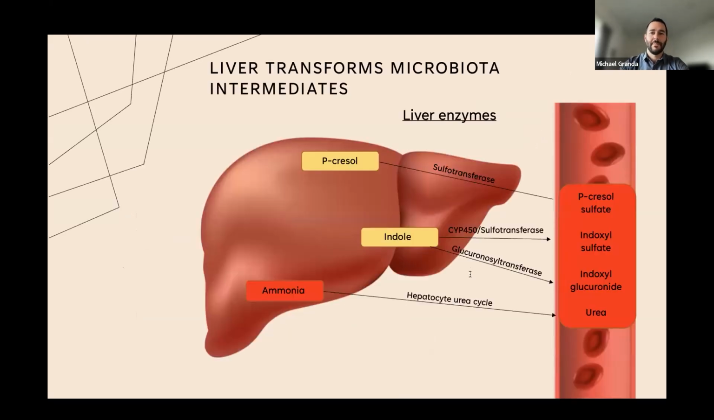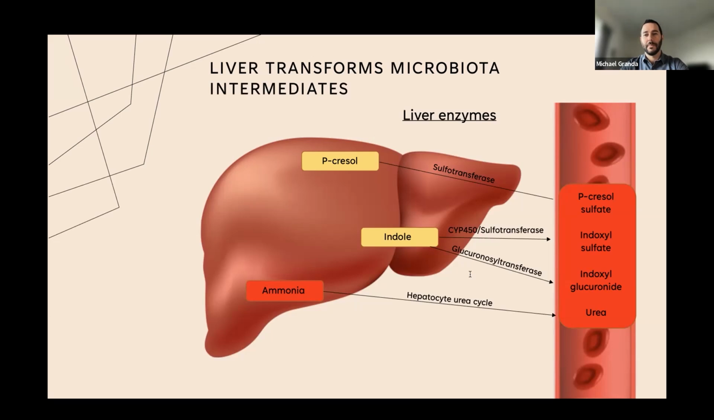So continuing with the examples that I used before, p-cresol results from tyrosine metabolism by gut bacteria, which is absorbed into the portal circulation. In its sulfated form, p-cresol sulfate is then transported to the kidneys for elimination. Indole, on the other hand, from tryptophan metabolism, can undergo transformation through different enzymatic steps, including the CYP450 enzymes that we know are relevant to drug metabolism.